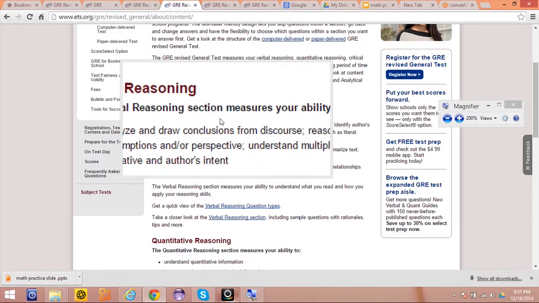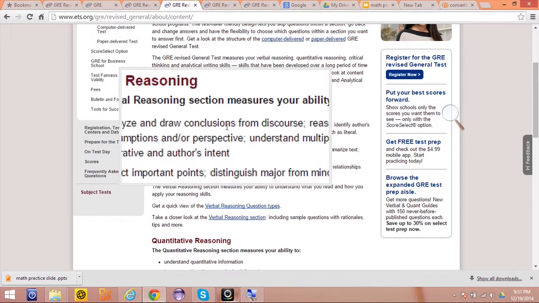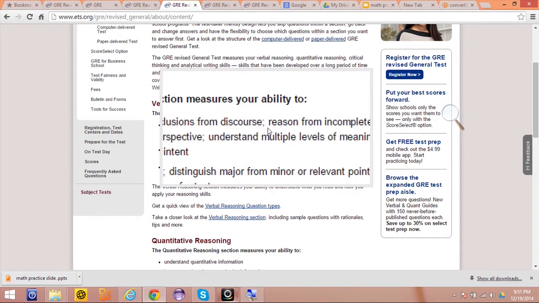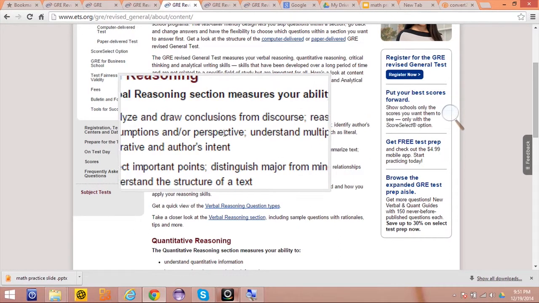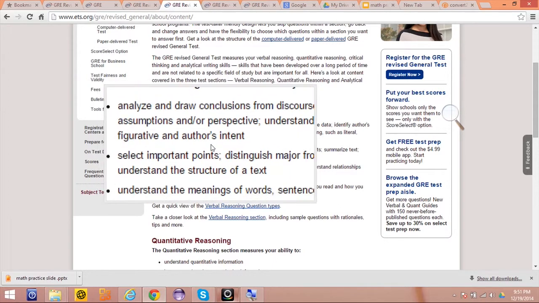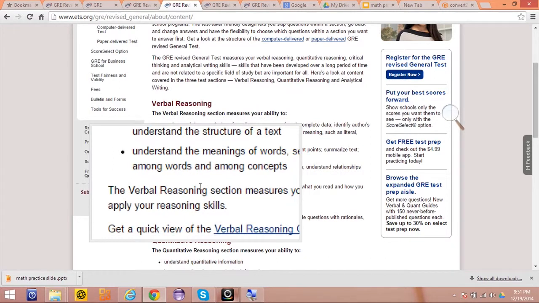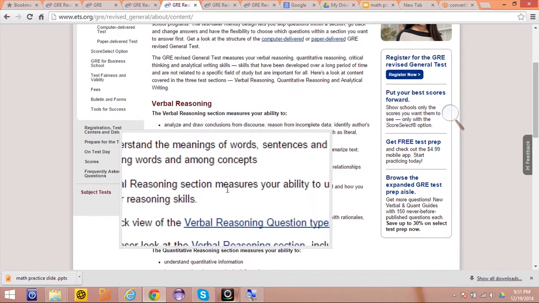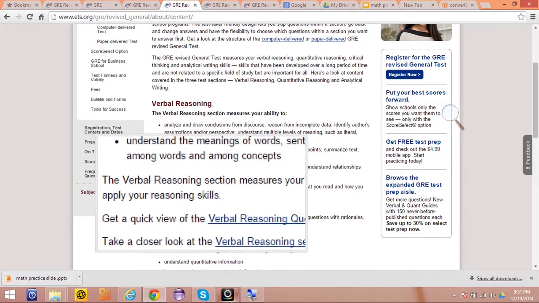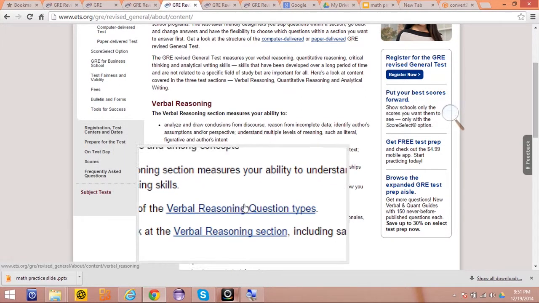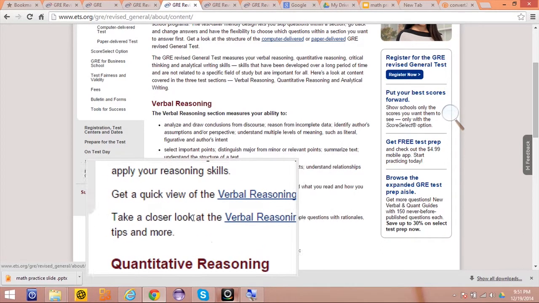Okay, the verbal reasoning. They expect you to analyze, draw conclusions from discourse, reason from incomplete data, identify author's assumptions, select important points, understand the meaning of words and sentences. The verbal reasoning section measures your ability to understand what you read. Okay, that's all it's about. There are also some example questions. You can see some examples of verbal reasoning.